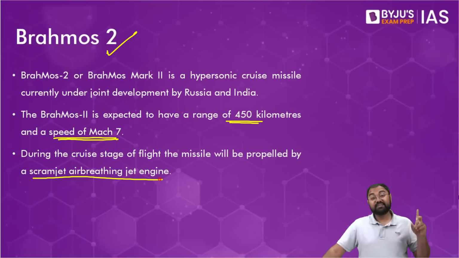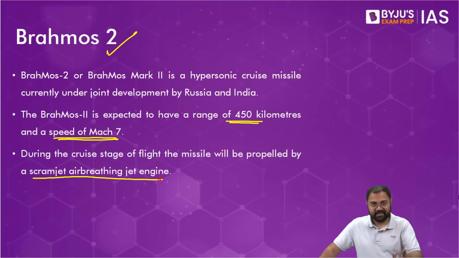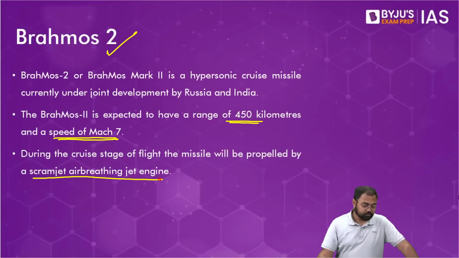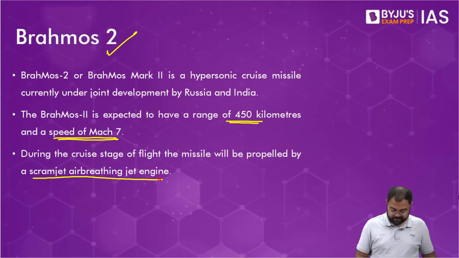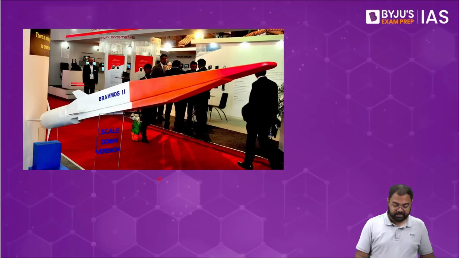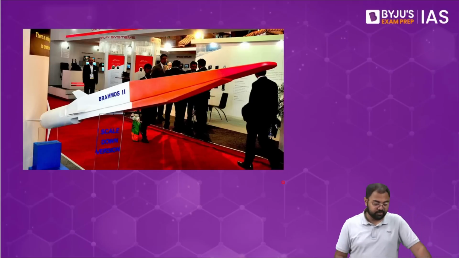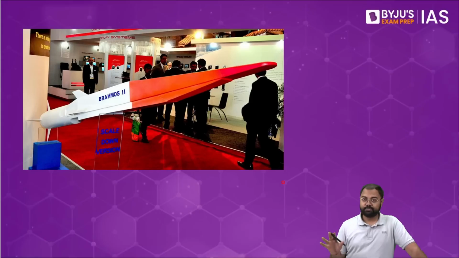So if you remember, we discussed the scramjet engine in our space technology lecture, correct? That is where we discussed how it could use air from outside instead of carrying oxidizers. Similarly, in case of BrahMos 2 also, this same scramjet technology that has been developed by ISRO will be used by DRDO in these missiles. So that's why it becomes very crucial from that perspective. And this is basically a scaled down version of BrahMos 2. This is how it is supposed to look like.